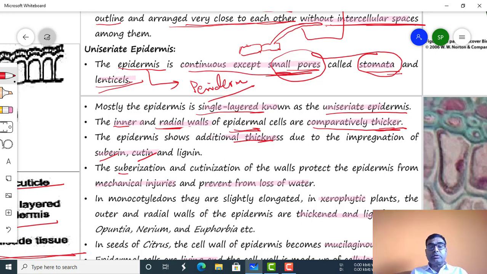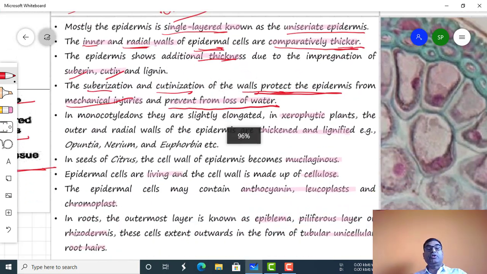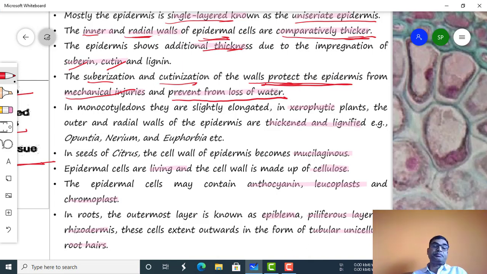Okay, suberization and cutinization, that means deposition of suberin and cutin, make the epidermis protective in nature. It protects the epidermis from mechanical injury. Various types of mechanical injury occur to the epidermis, as it is the outermost layer, and not only this, they also prevent the loss of water from the plant body, as it is the outermost boundary between the tissue system and the environment. In monocots, they are slightly elongated.